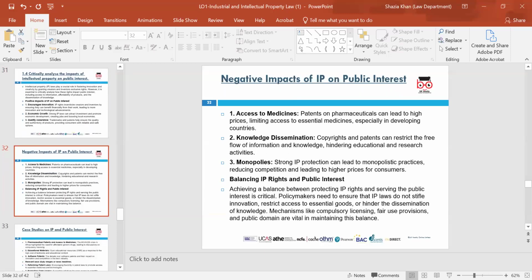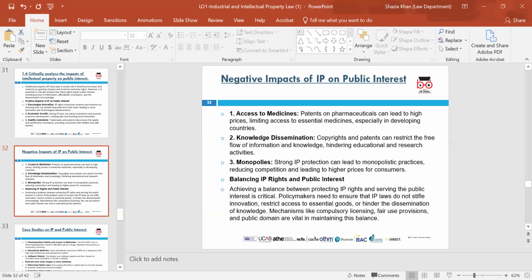We also have negative impacts of intellectual property on public interest. Firstly, access to medicines. Patents on pharmaceuticals can lead to high prices, limiting access to essential medicines, especially in developing countries. Number two, the dissemination of knowledge. Copyrights and patents can restrict the free flow of information and knowledge, hindering educational and research activities. Thirdly, monopolies. Strong intellectual property can lead to monopolistic practices, reducing competition and leading to higher prices for consumers.